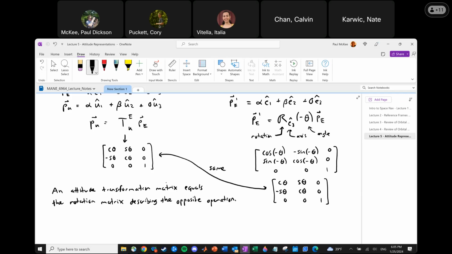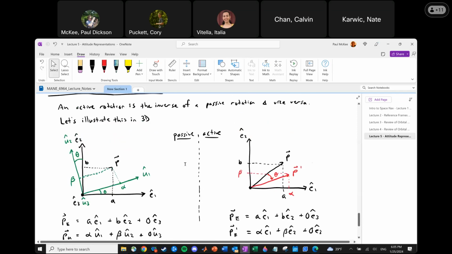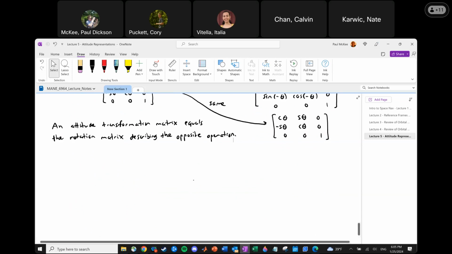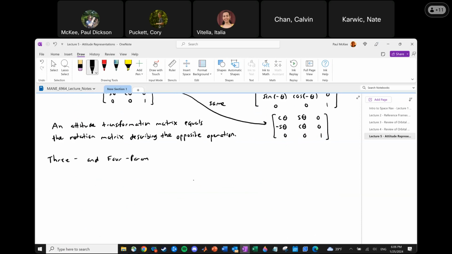Anyway, so questions about rotation matrices, or do we think we're okay to move on to the next topic, which is 3-parameter and 4-parameter representations? Cool stuff. All right, moving on. 3 and 4 parameter attitude representations.